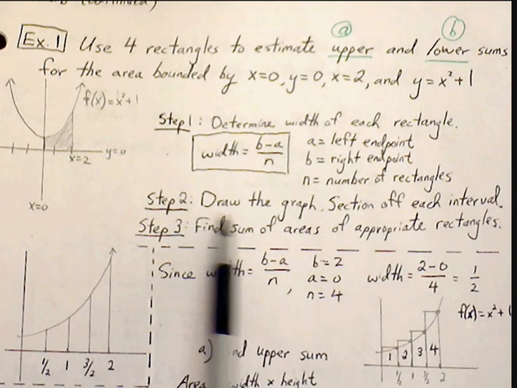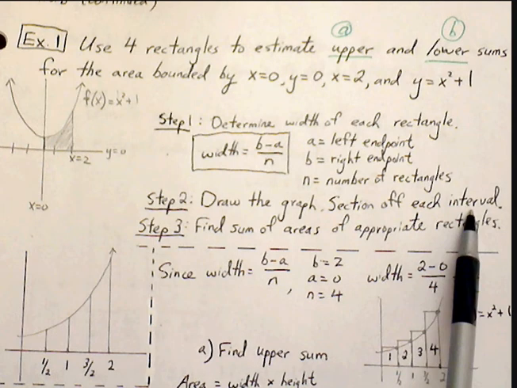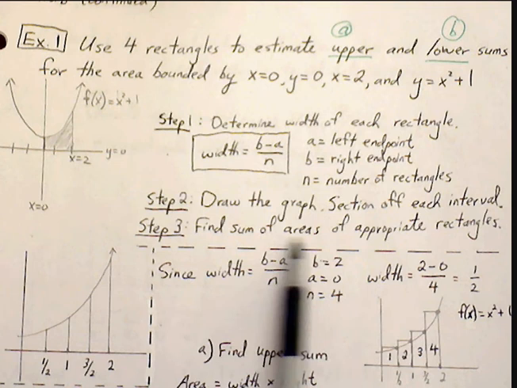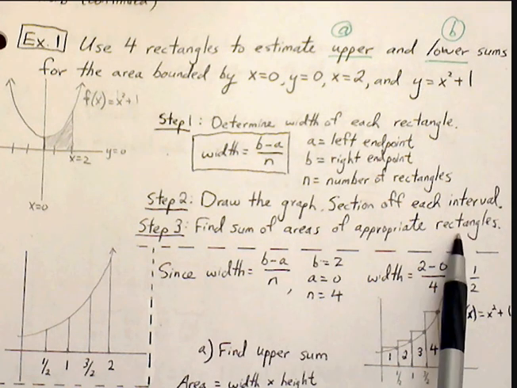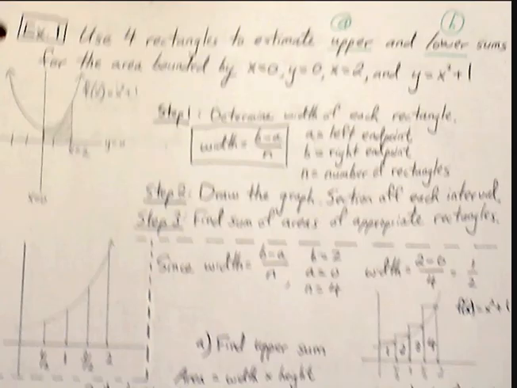Okay. The second step, we draw the graph, which we did, and we section off each interval. And the third step is we find the sum of the areas of the appropriate rectangles. So we're going to find the area of each of the rectangles and add them together. Okay, those are the steps.